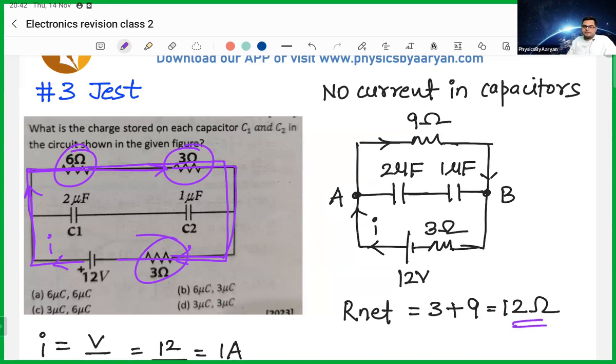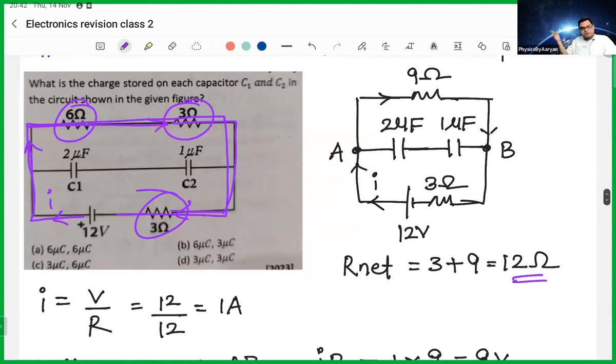So what is the total current in the circuit? So total current, again, the same logic what I used in the last question, total voltage by total resistance. So total voltage is going to be 12 volt and total resistance is going to be 12 ohm. Right? Total voltage 12, total resistance 12. 12 by 12 gives you 1 ampere current. It means the total current which is passing in the circuit is 1 ampere. Very fine.